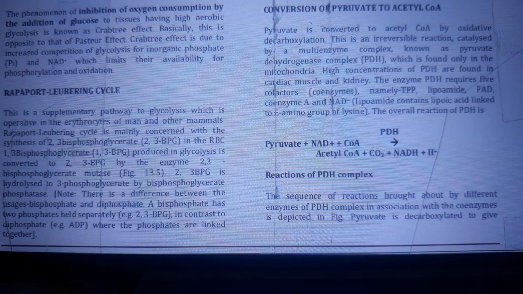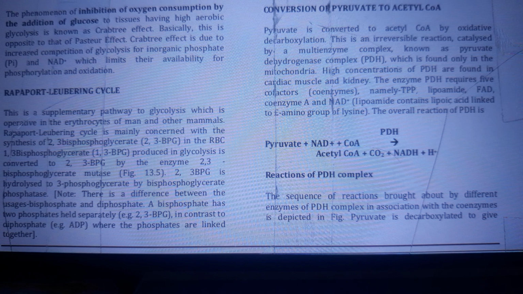The Crabtree effect. The phenomenon of inhibition of oxygen consumption by the addition of glucose to tissues having high aerobic glycolysis is known as the Crabtree effect. Basically, this is opposite to that of the Pasteur effect. The Crabtree effect is due to increased competition of glycolysis for inorganic phosphate, Pi, and NAD+, which limits the availability for phosphorylation and oxidation.